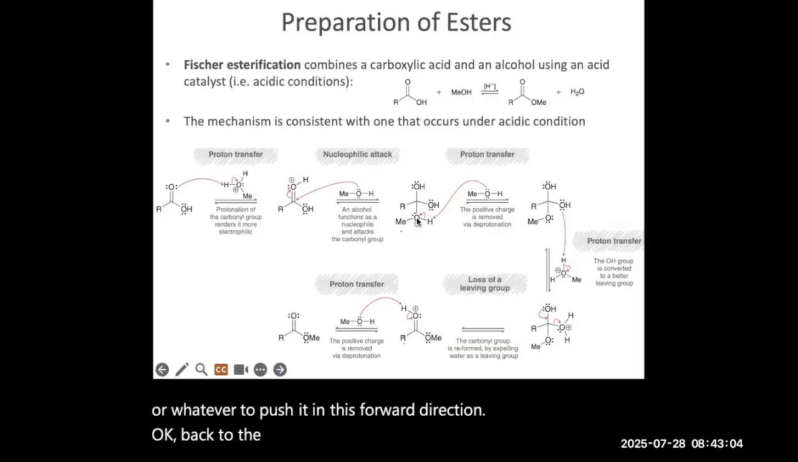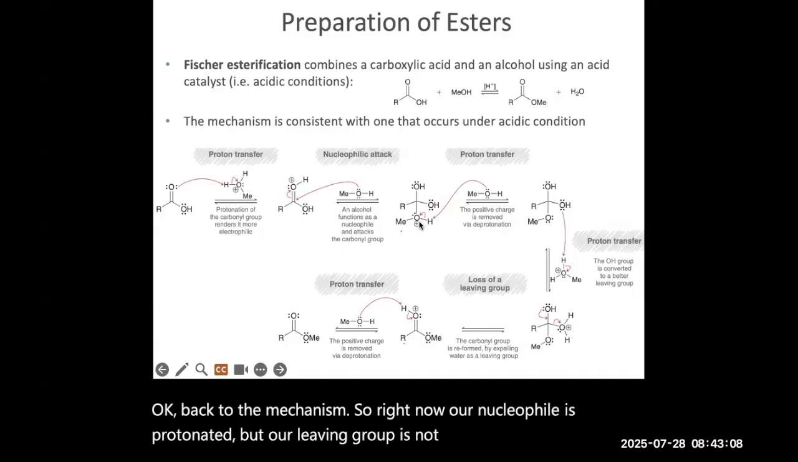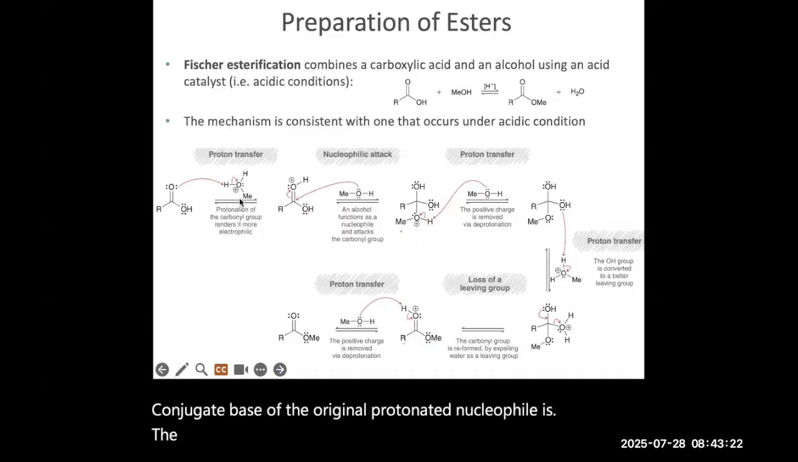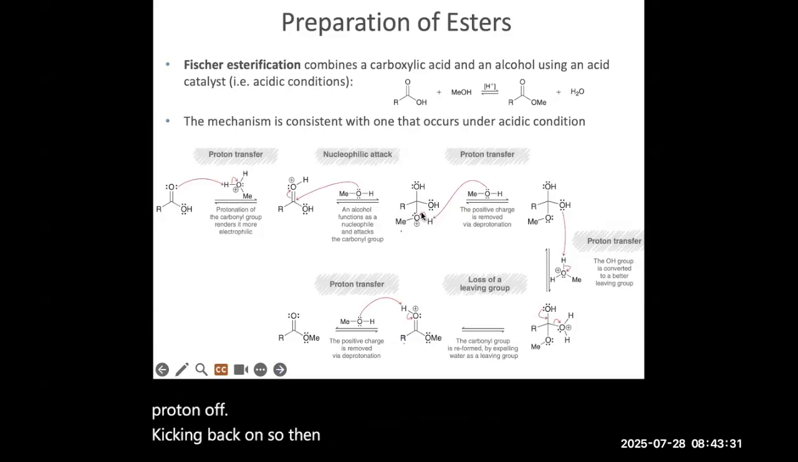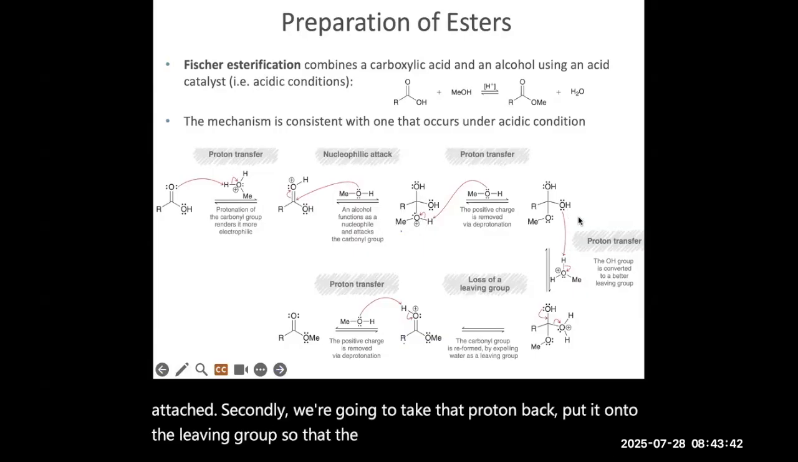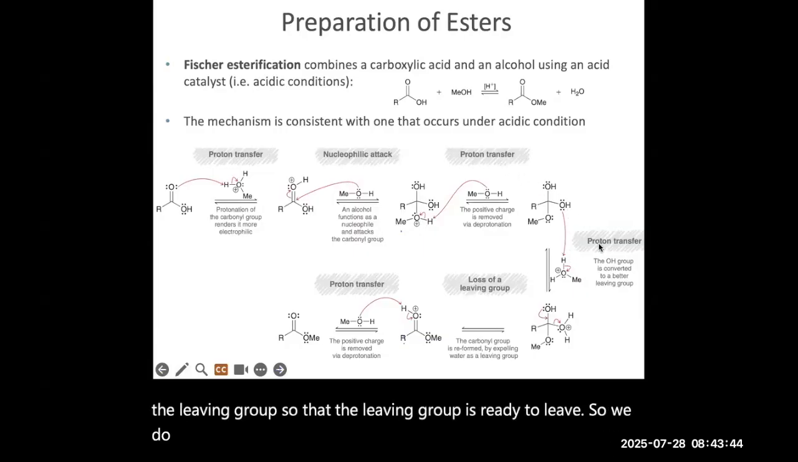So right now our nucleophile is protonated, but our leaving group is not. So we're going to do 2 proton transfers back to back. The conjugate base of the original alcohol is going to pull that proton off. So then that nucleophile becomes neutral as attached. Secondly, we're going to take that proton back, put it onto the leaving group so that the leaving group is ready to leave. So we do these 2 transfers back to back.